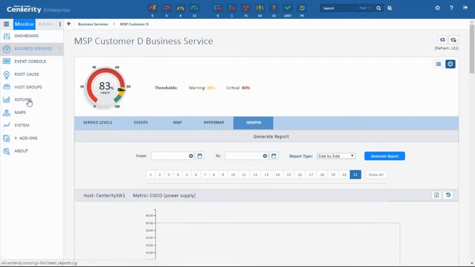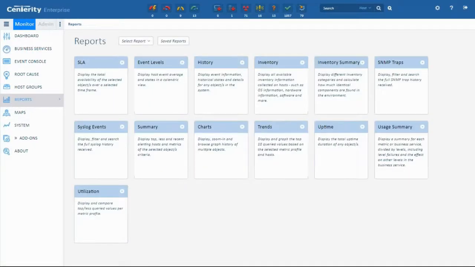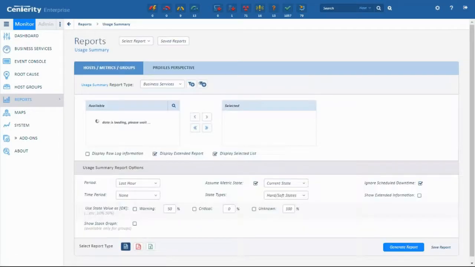Now, I am going to take you through just a couple of reports that I think are also essential to getting to the heart of issues and basically having you spend as little time as possible looking for where issues are originating. So I'm going to take you through this business services usage summary report.